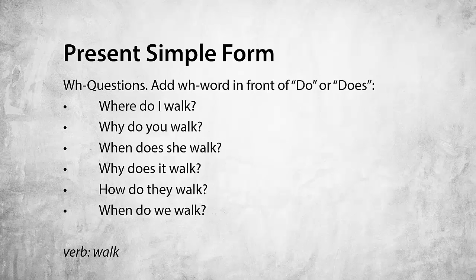To create WH questions, you simply add the WH word in front and then followed by either do or does. Like I said before, depending on the subject. So it's where do I walk? Why do you walk? When does she walk? If I had an example of he, it would be why does he walk? Or why does it walk? How do they walk? And when do we walk?